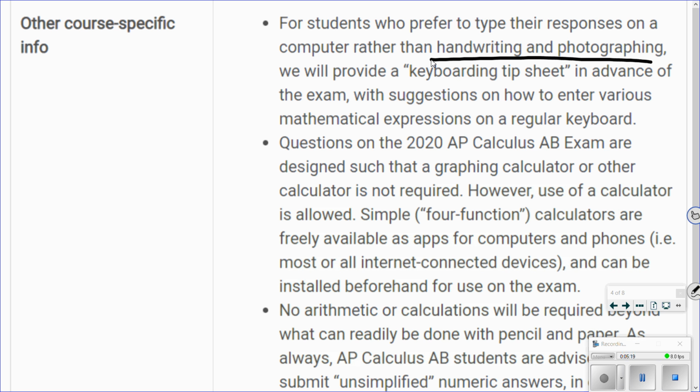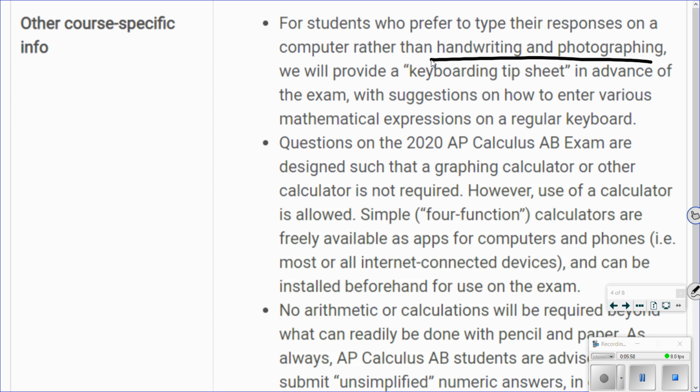Questions from the 2020 AP Calculus exam are designed such that a graphing calculator or other calculator is not required. However, use of a calculator is allowed. Simple 4-function calculators are freely available as apps for computers and phones and can be installed beforehand for use on the exam. So basically, calculators are free game, and we can check one out from here. It sounds like you can use one on your phone or anywhere else. It sounds like the questions are going to be designed so that a calculator won't be that beneficial for you. You could do it all without a calculator, but you can use one. So as we get closer, if you want to check one out, let me know.